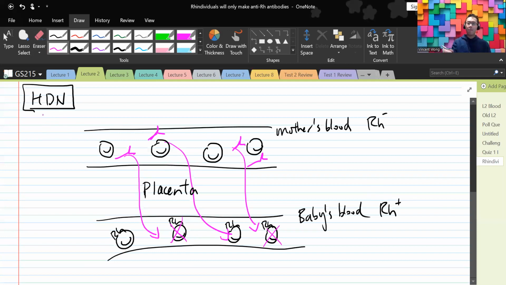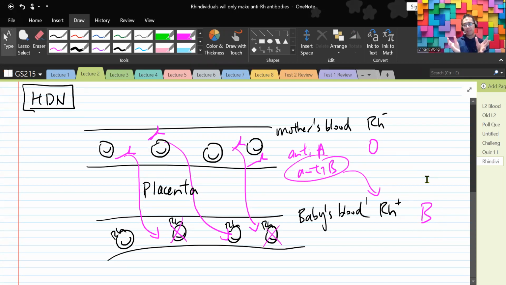Even the ABO blood groups can have a little bit of mismatch. Let's say the mother is type O and the baby is type B. Then the mother has anti-A and anti-B. My wife is actually type O, and both of my daughters are type B. What happens is her anti-B can cross the placenta and start attacking the cells. And so both of my daughters were born quite jaundiced, but it's relatively mild, certainly not to the same degree as the RH mismatch.